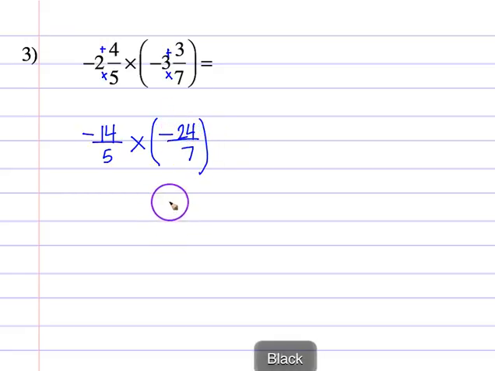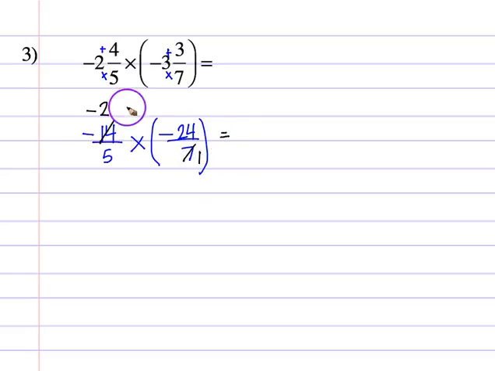Now this step, what I'm going to do is check to see if I can cross cancel. Do 5 and negative 24 have anything in common? No. Do 14 and 7 have anything in common? Yes. Both have a factor of 7, so I'm going to go ahead and reduce. Negative 14 divided by 7 will become a negative 2. 7 divided by 7 will become a 1.